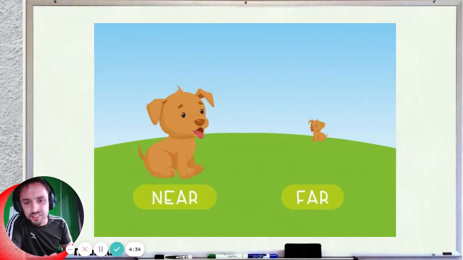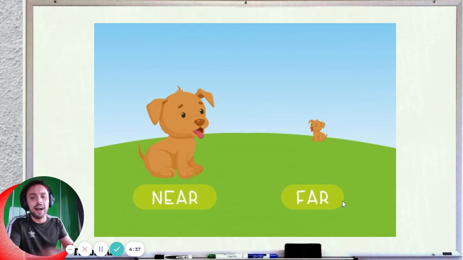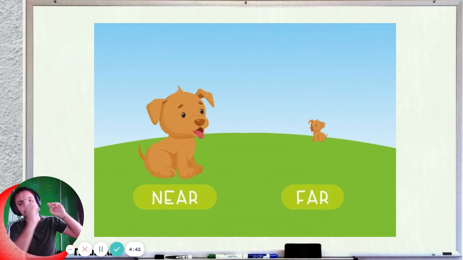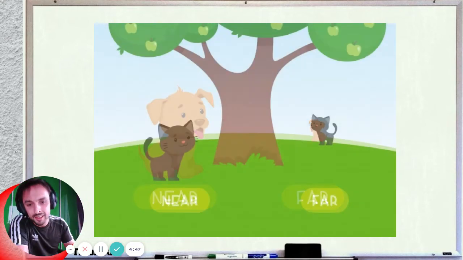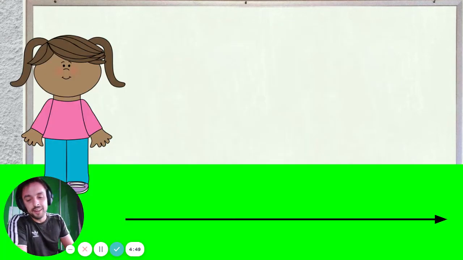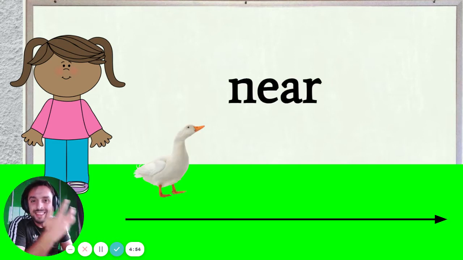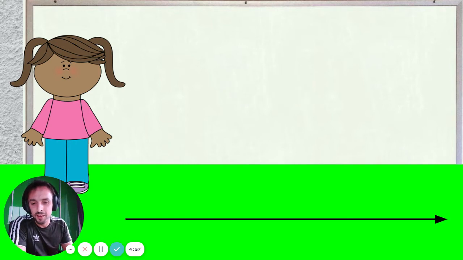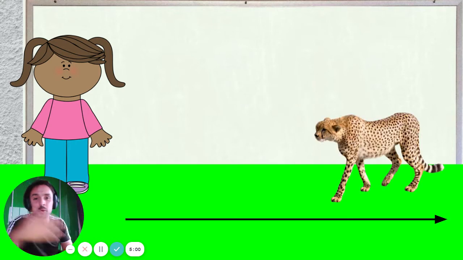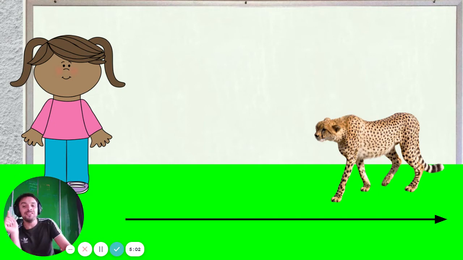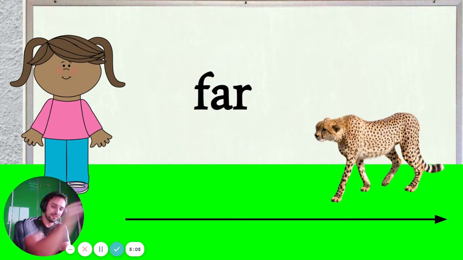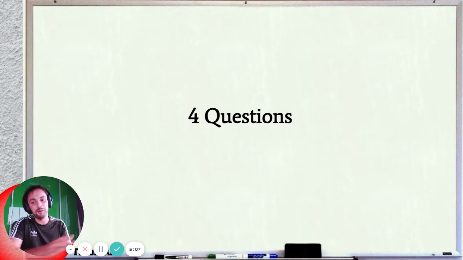Now we did this in the last video. Near and far. Is it near or is it far? Okay, let's practice. So the duck, where is the duck? The duck is near, isn't it? And where is the cheetah? The cheetah is far.